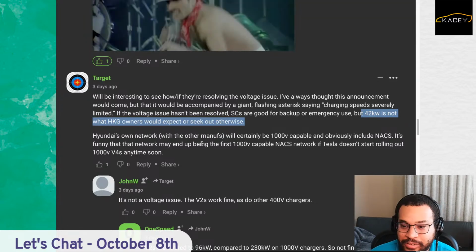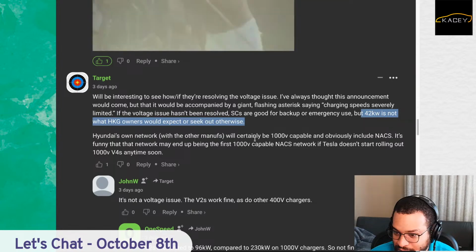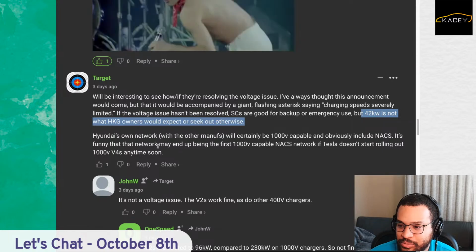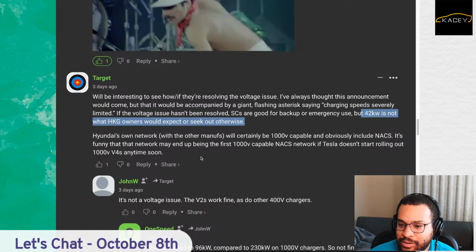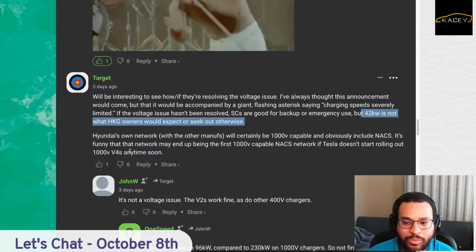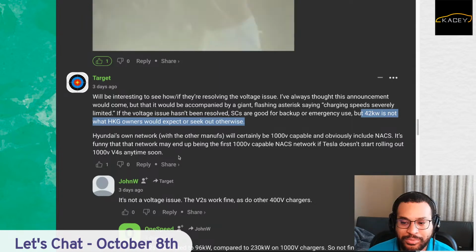42 kilowatts is not what the Hyundai Kia Genesis owners would expect or seek out otherwise. Hyundai's own network, which the other manufacturers will certainly be 1,000 volt capable and obviously include NACS. It's funny that the network may end up being the first 1,000 volt capable NACS network if Tesla doesn't start rolling out 1,000 volt V4s anytime soon. We'll get to that.